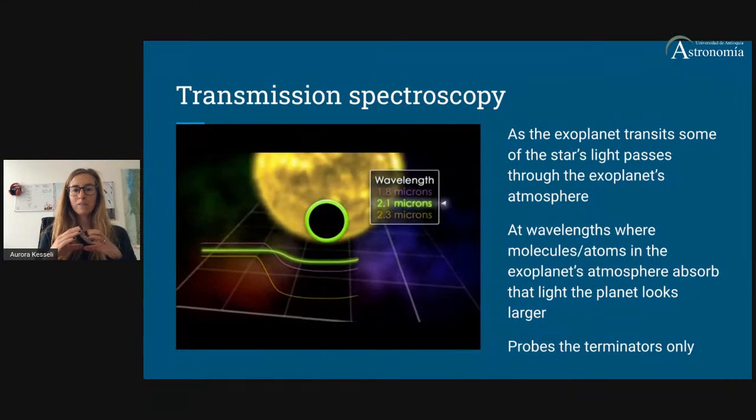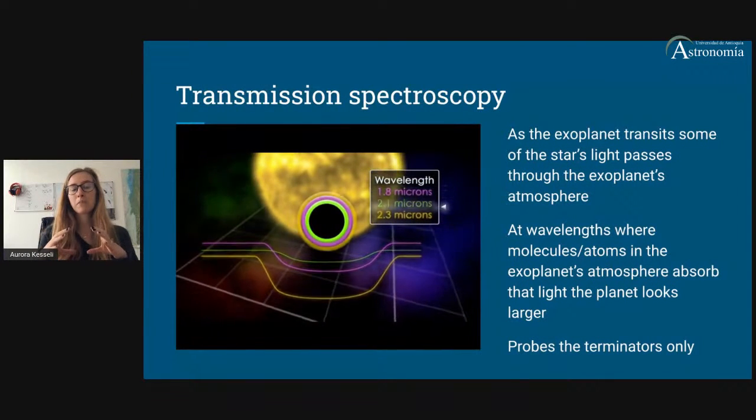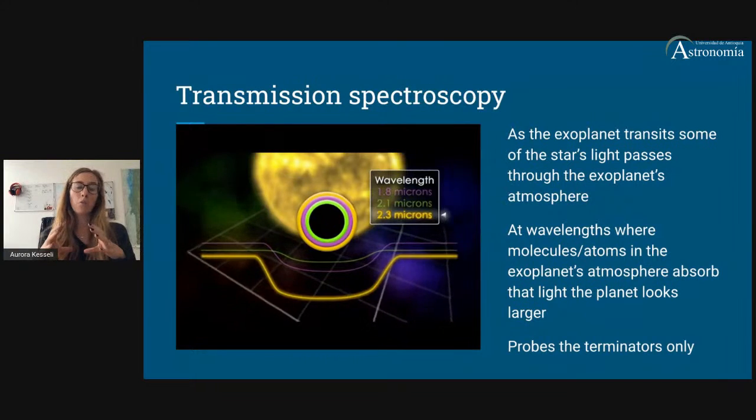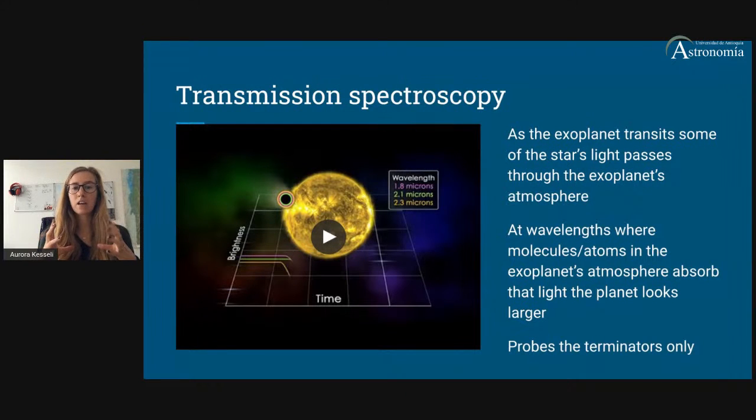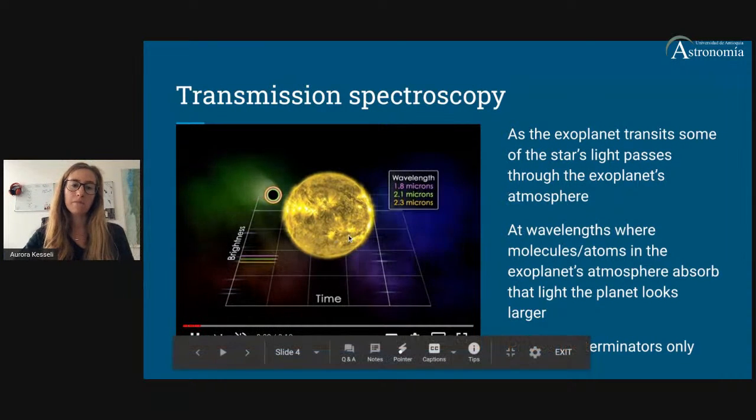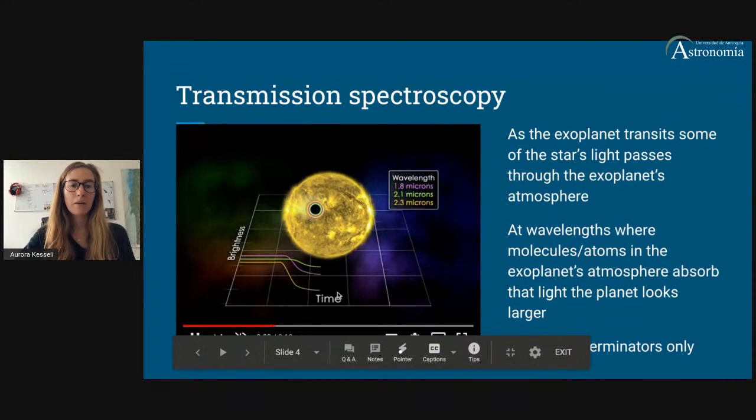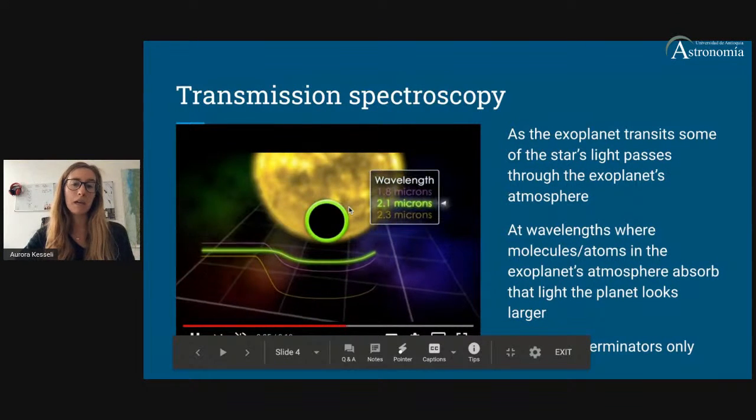But at 1.8 microns, the atmosphere looks a little bit bigger because there's something in that wavelength region that's absorbing there, that's opaque. So maybe, for example, water has a band at 1.8 microns, and so the light won't be able to pass through that. The atmosphere will look bigger where there's water because you'll get more of the light being absorbed at that wavelength.